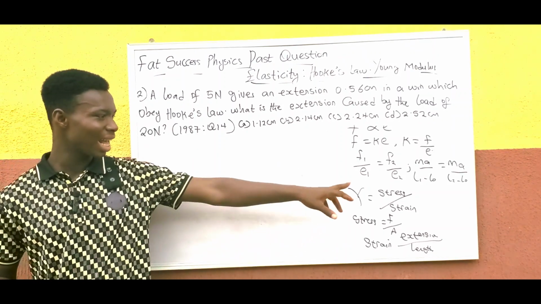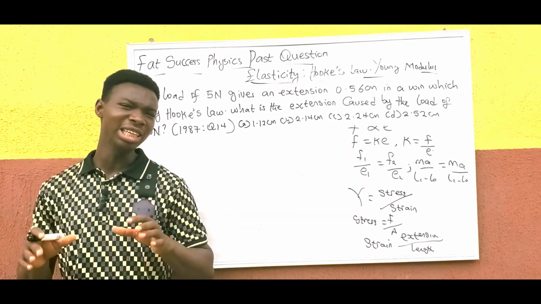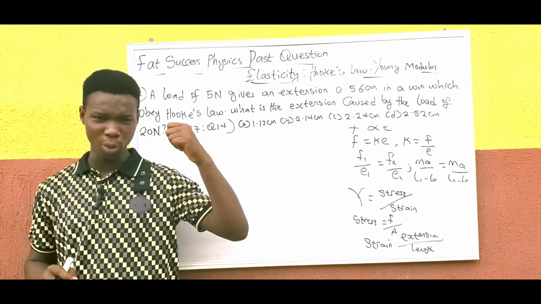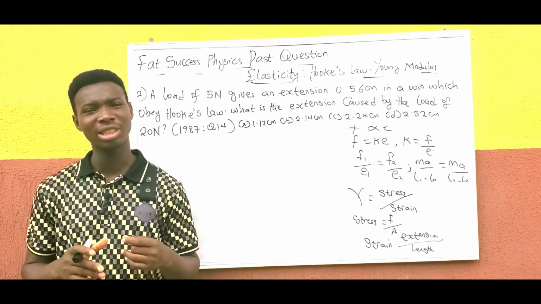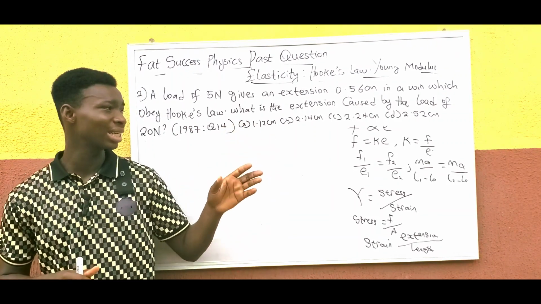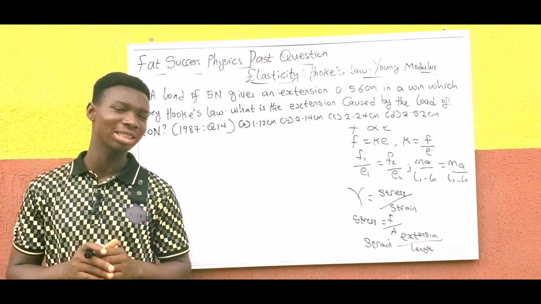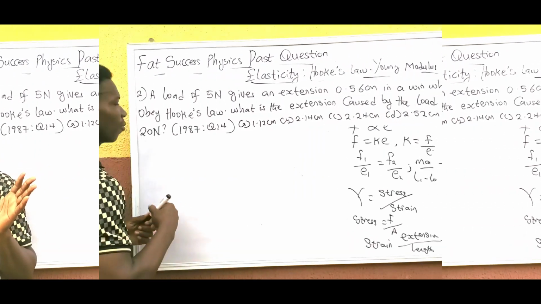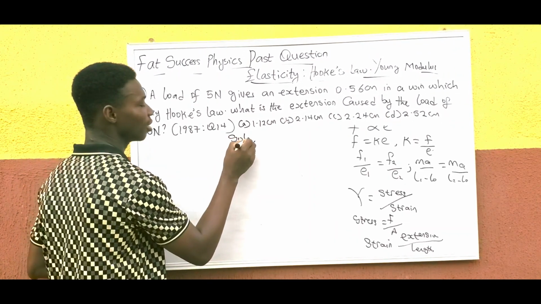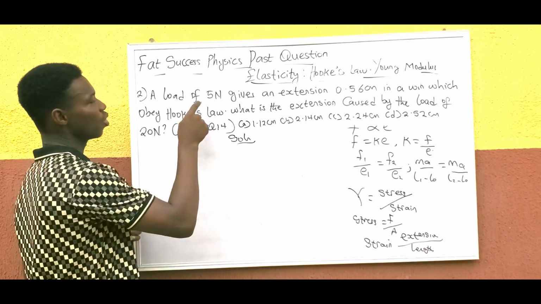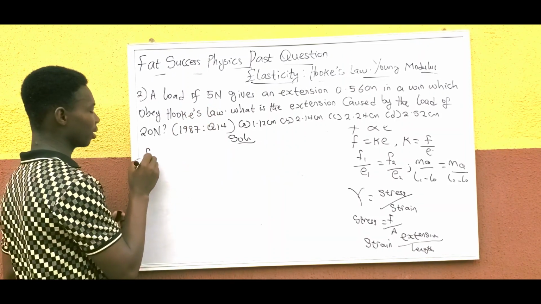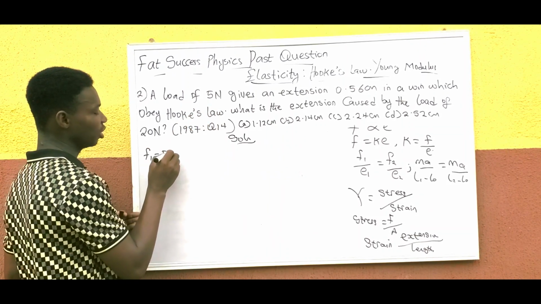Remember that the unit for extension is based on your option. Since our options give us the value for extension in centimeter, you have to use it the same way as centimeter. First thing to do, don't forget, write out your parameters from the question. We have our force, which is F1 equals 5 Newton.